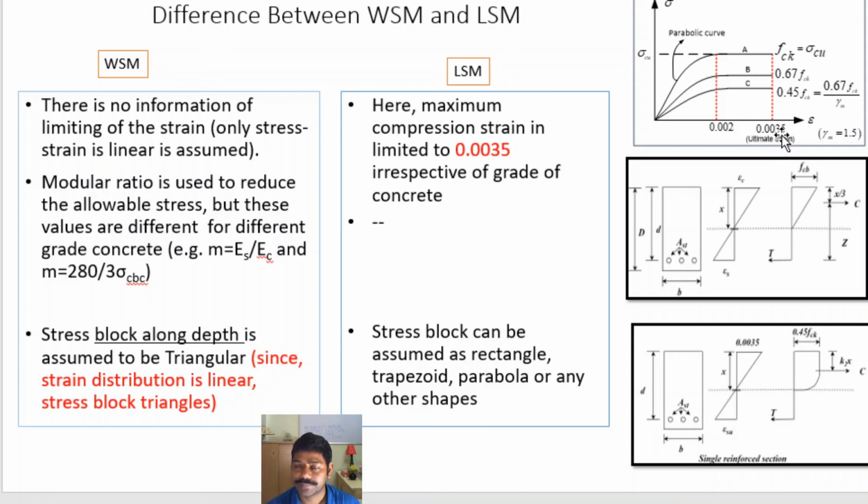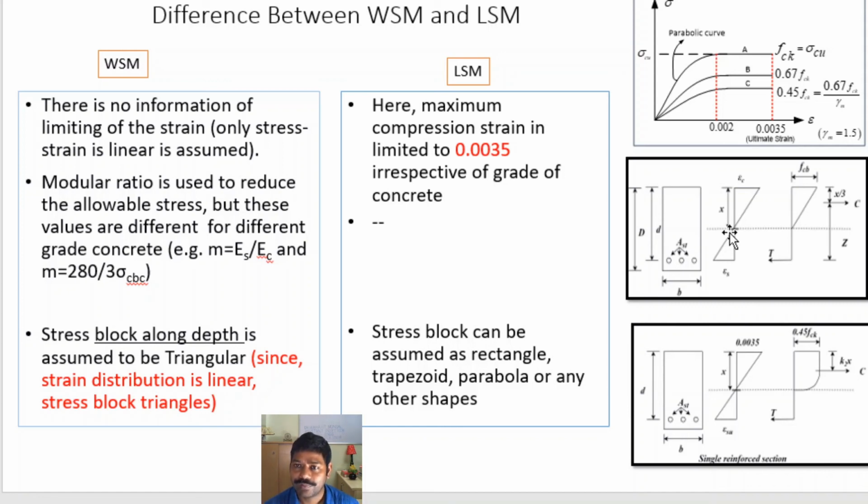Okay, strain in the concrete will be 0.0035, but there is no recommendation for strain. There is no particular strain for the working stress method. Second assumption is that the strain block along the depth is assumed to be triangular. Suppose this is your cross section and this is the neutral axis depth. The strain block will be triangular for the working stress method. For the limit state method also strain is triangular.